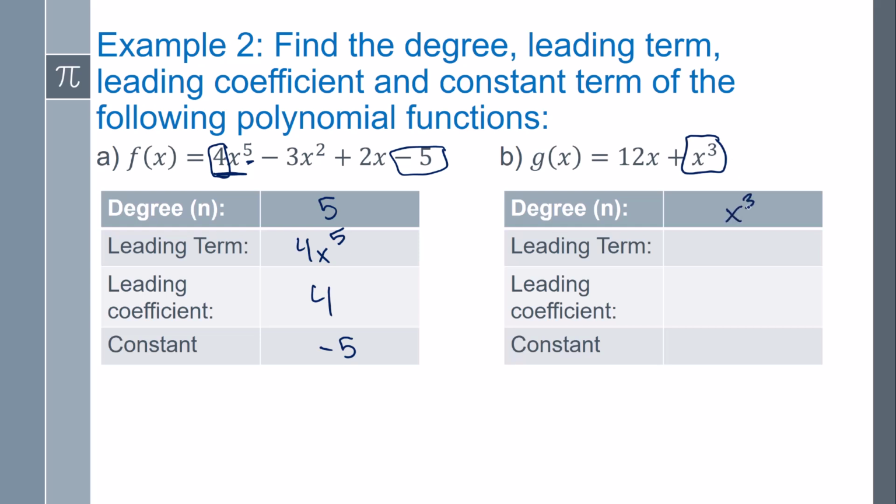My degree, so we're looking at that. Sorry, my degree is 3. That's going to be x to the 3rd. The leading term, okay, that's that entire thing. The leading coefficient, the number in front. So there's a 1 in front, so it's going to be 1. And then the constant, there's no number, so there's technically just a 0, because there's no number by itself without an x.